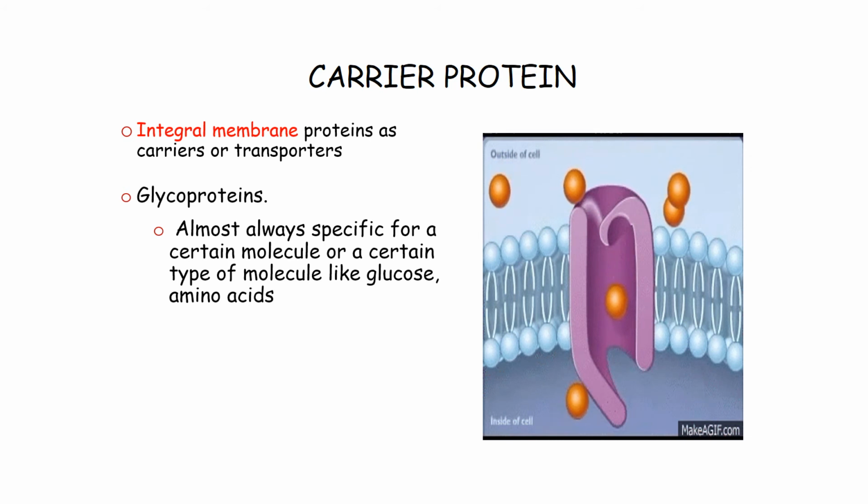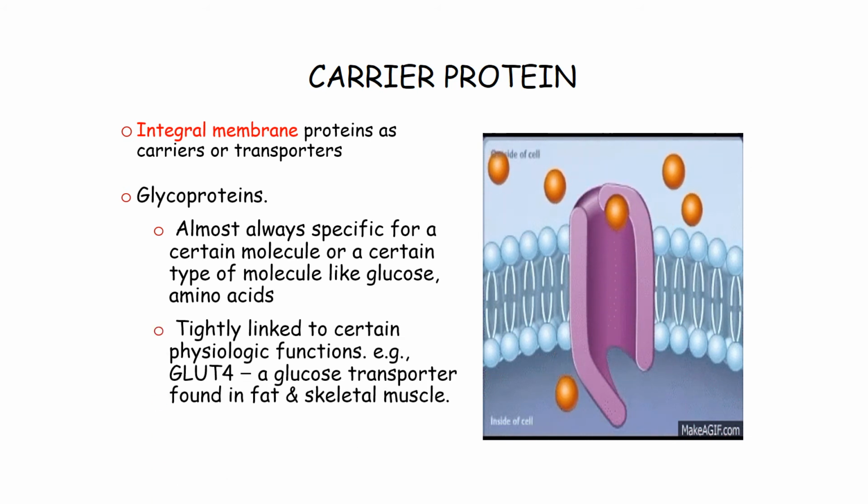That means if it is transporting glucose, it will be specific for that glucose only, and no other molecule can pass through it. So we can also cite an example of GLUT4, a glucose transporter that is found in fat and skeletal muscles, and it allows only the transportation of glucose through its carrier protein.